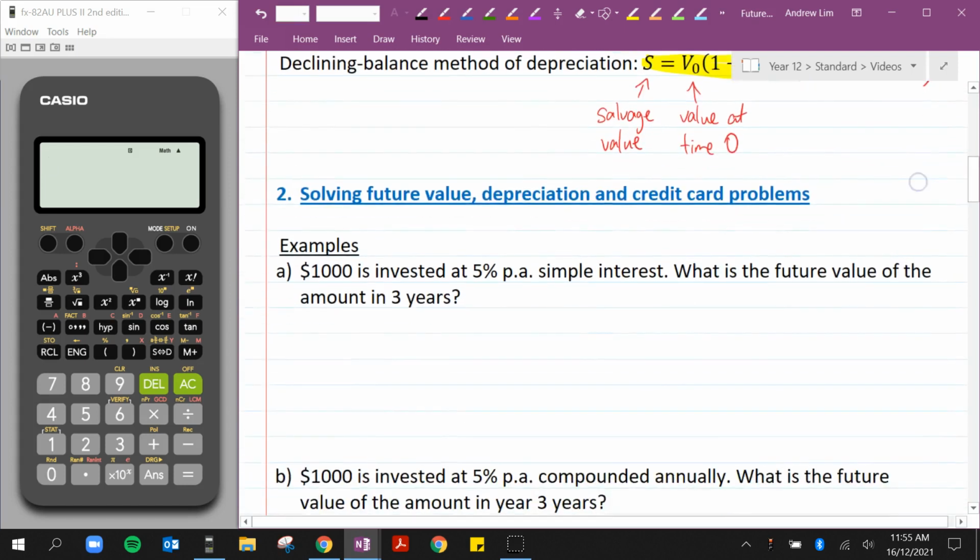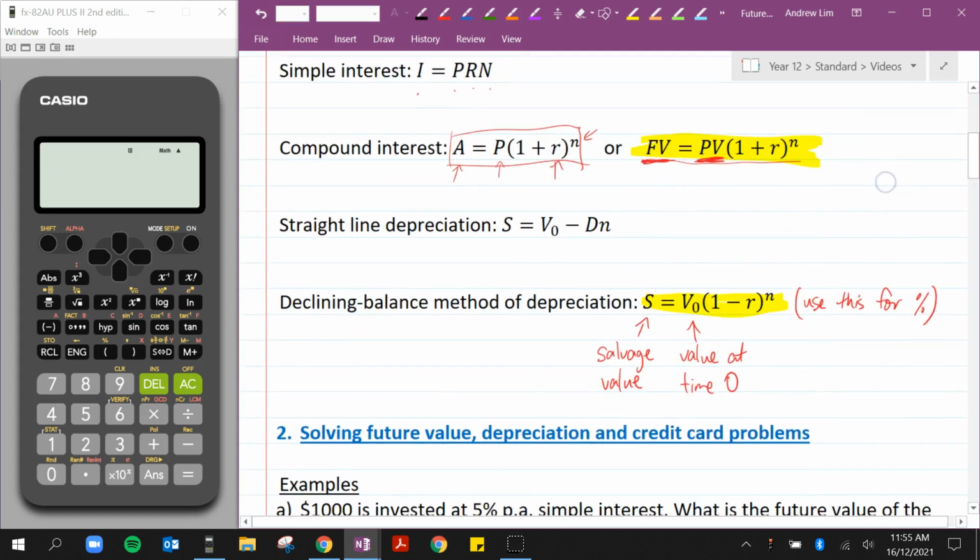Okay, now it's important also for you to know that whenever we're using these formulas like compound interest, future value, and a declining balance method of depreciation, that the rate and the number of periods must be in the same units. So if the rate is per month, then we need the number of months. If the rate is per annum, then we need number of years. If the rate is per quarter, then we need number of quarters. Okay, same with this. Must be the same units.